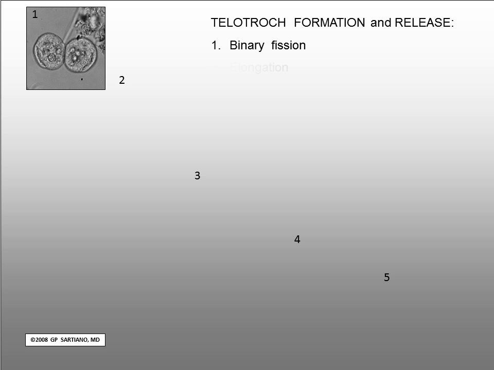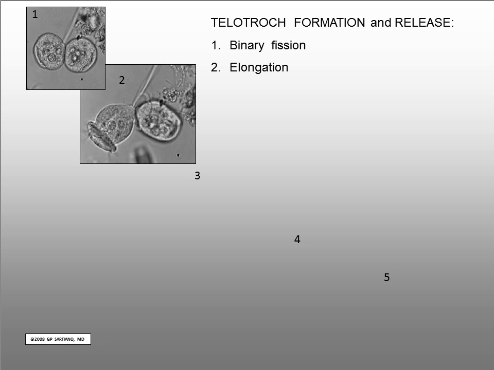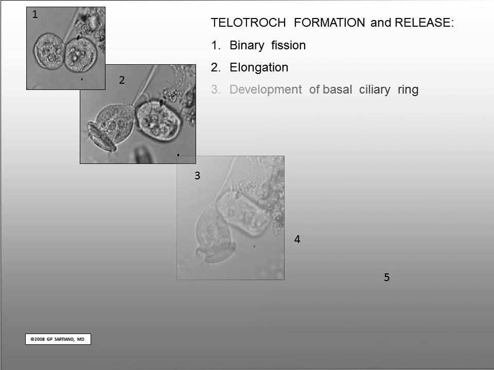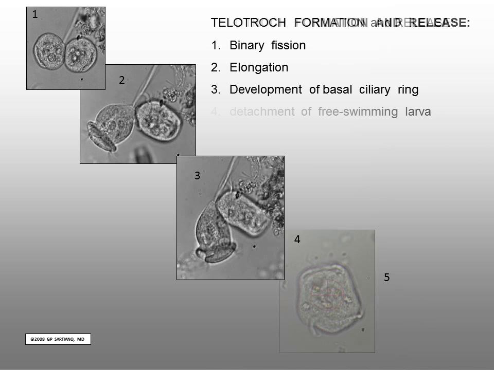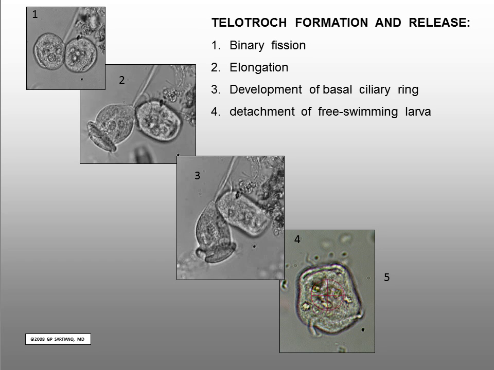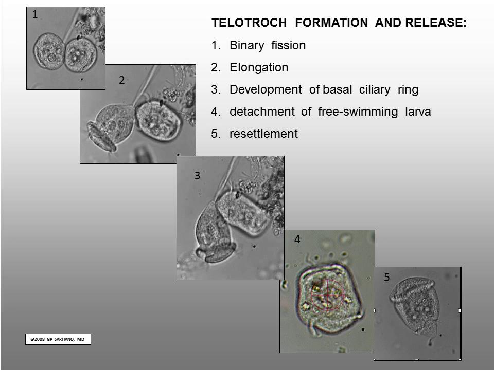The illustrated steps include binary fission, elongation of the forming telotroch, development of the basal ciliary trochal ring, detachment of the free-swimming larva, and eventual resettlement of the larva as a new solitary organism.